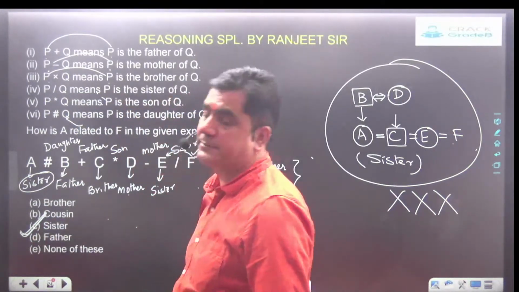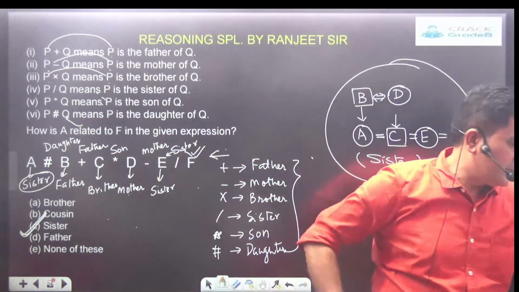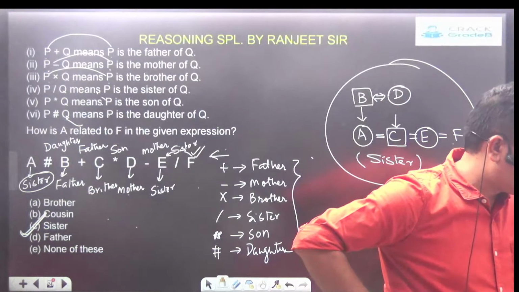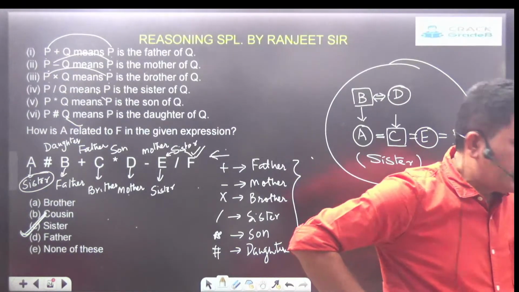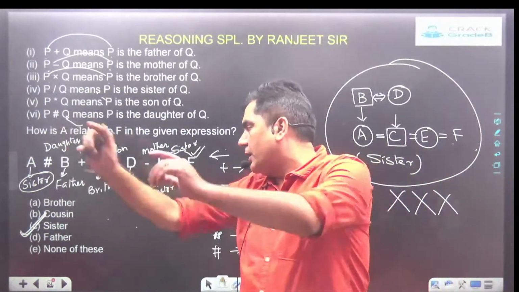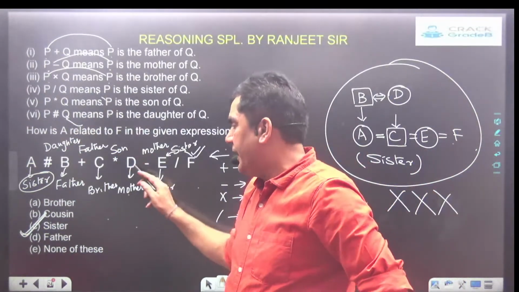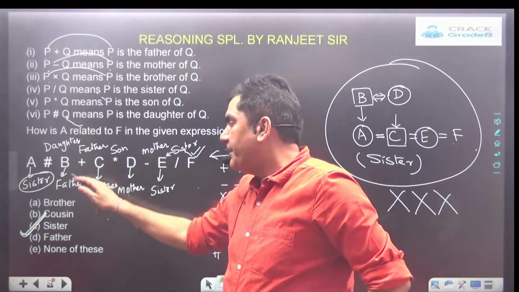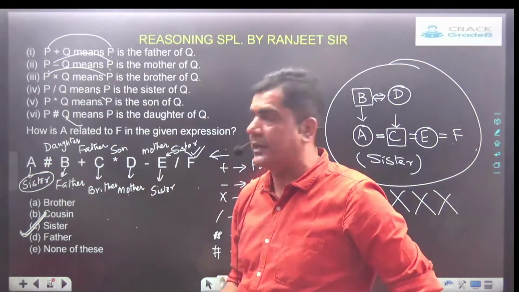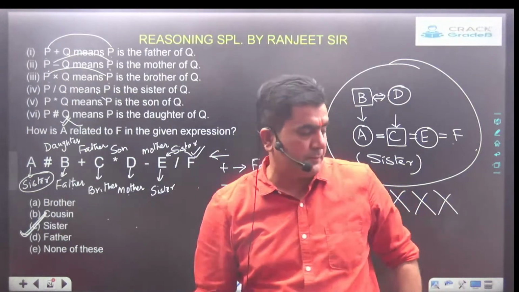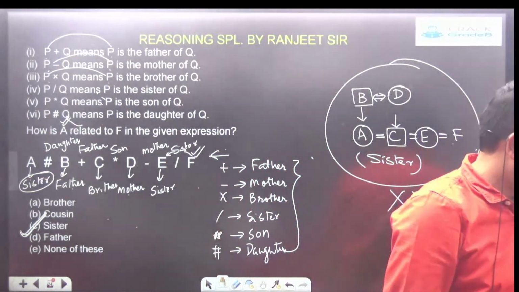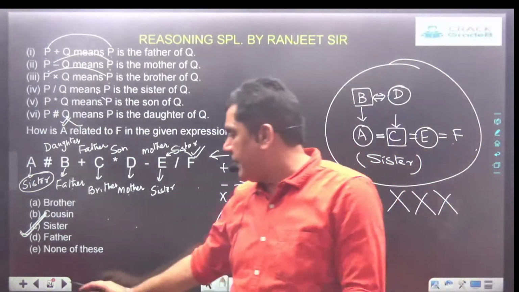Understood? Here I can get the relation of all of them. E is my sister, D is my mother, C is my brother, B is my father, and A is my sister. They have asked how A is related to F, so the answer must be sister. Okay, let's go with the next one.